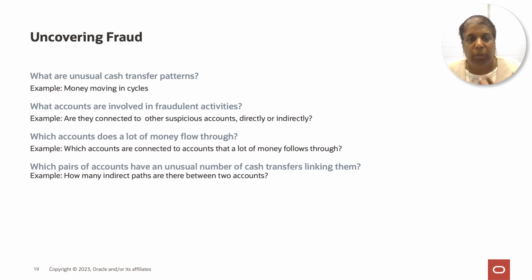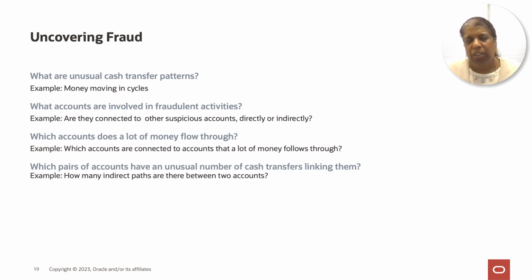So banks are often very interested in knowing whether money is moving around in cycles. For that, you need to traverse the connections. And again, the graph model makes it easy for you to do that. And perhaps there has been an account identified as might be engaged in fraudulent activities. Which other accounts are connected to that account either directly or indirectly?